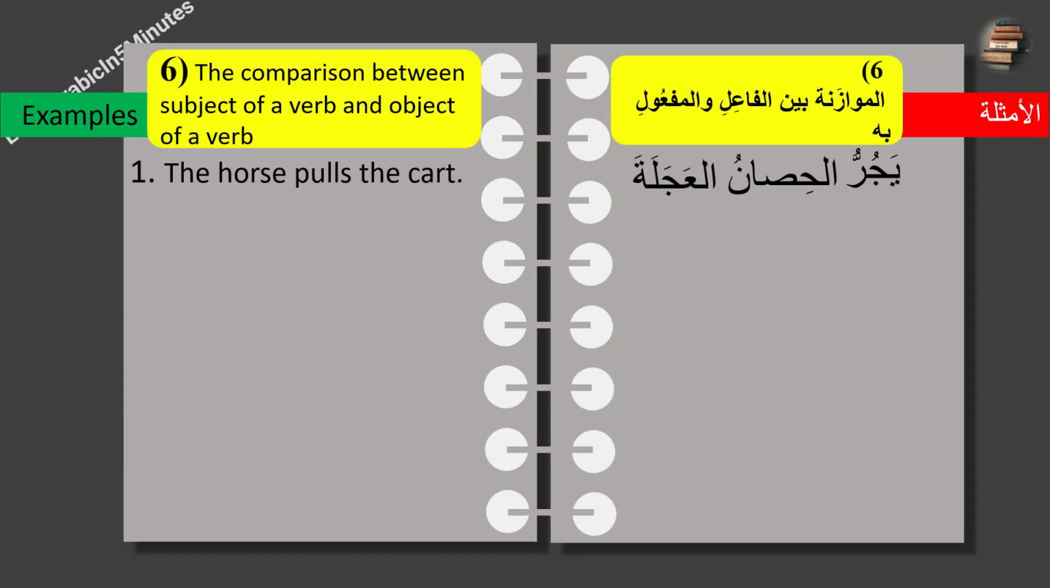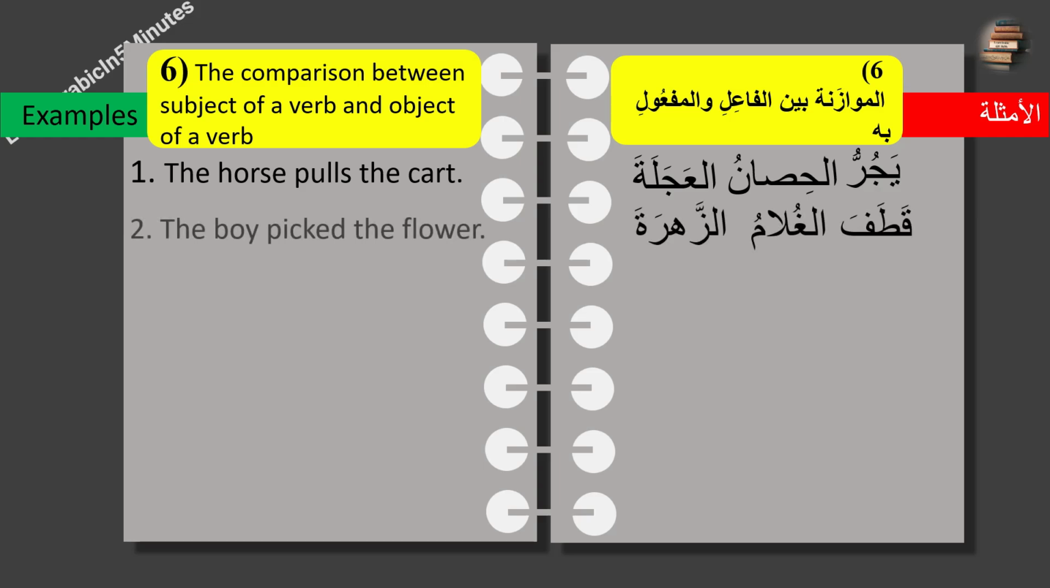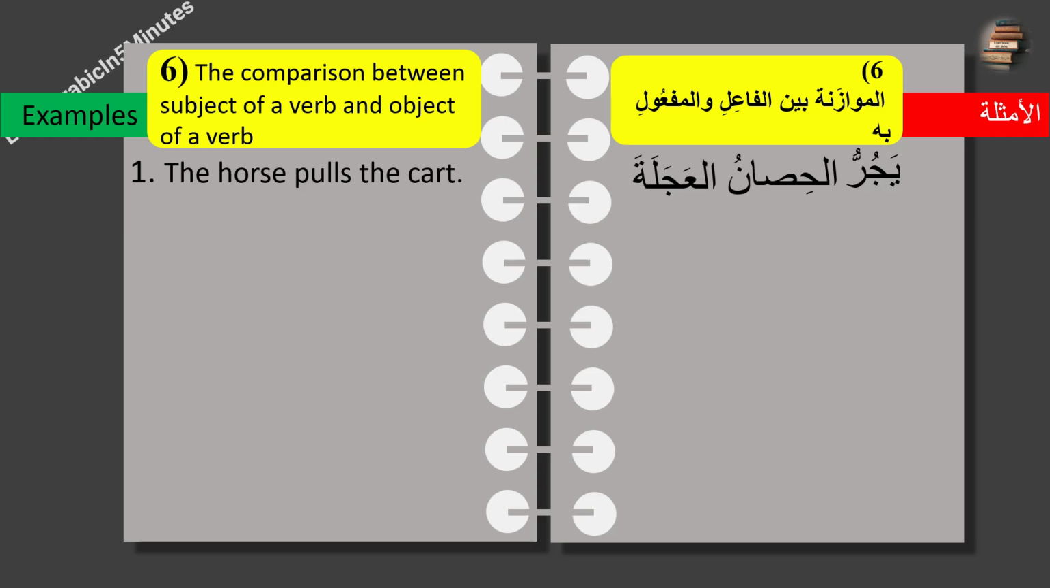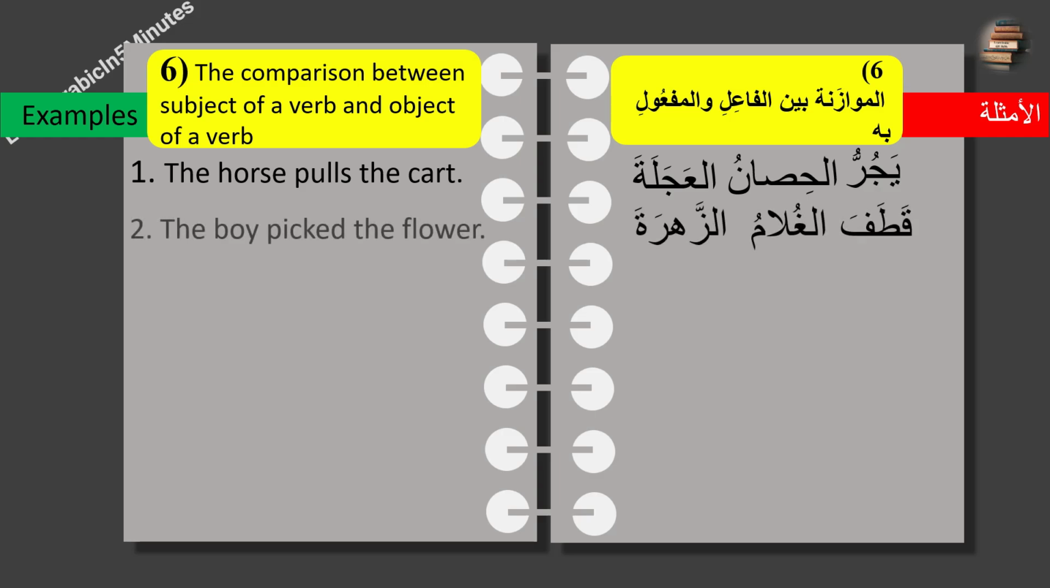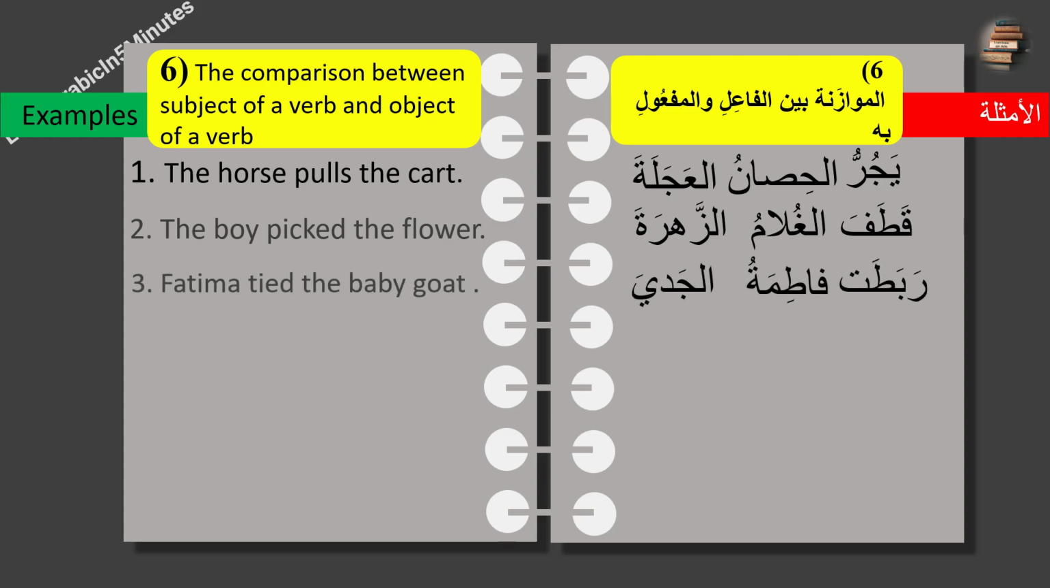Let's start with al-amthila. يجر الحصان العجلة. The horse pulls the cart. قطف الغلام الزهرة. The boy picked the flower. ربطت فاطمة الجدية. Fatima tied the baby goat.